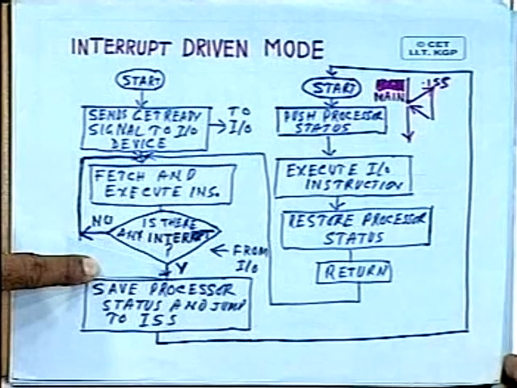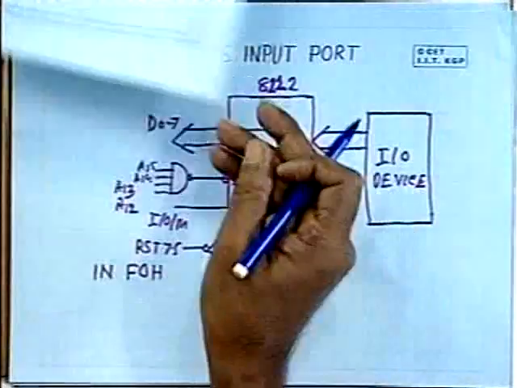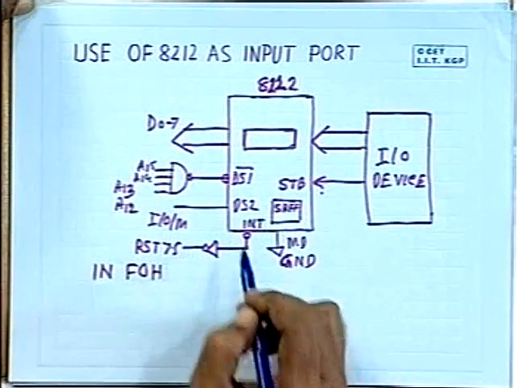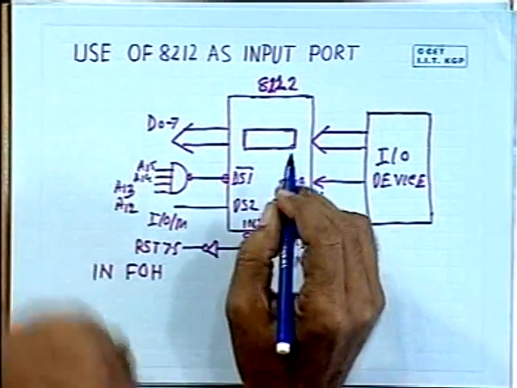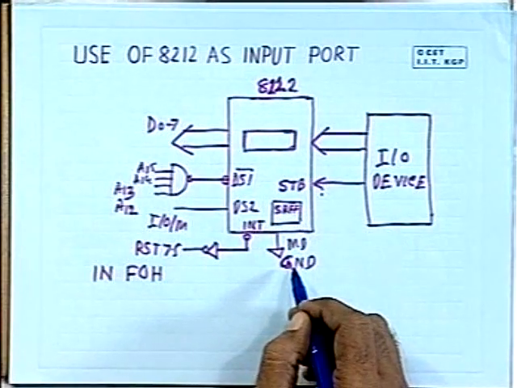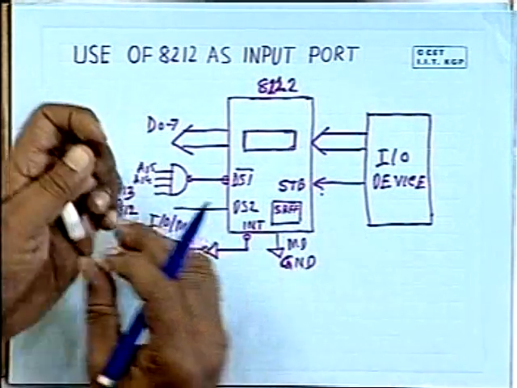That means in this case, the microprocessor performs the data transfer only when this interrupt comes. So you see, the 8212 can also be used to implement interrupt driven data transfer, particularly whenever it is being used as an input port. But one point you must notice, the operation of this device is decided by the hardware configuration.